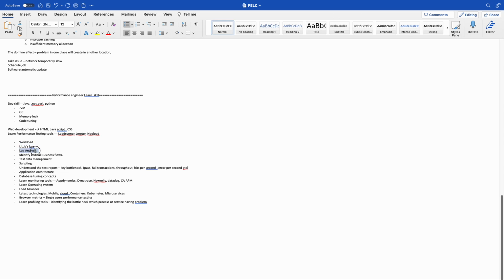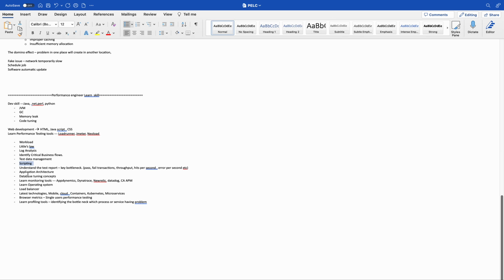Log analysis: we should be able to analyze the log. We should be able to identify the errors in the log and why they are caused. We should be able to understand what the ID indicates. Identify the business critical transactions. Test data management should be done by the performance test engineer only.